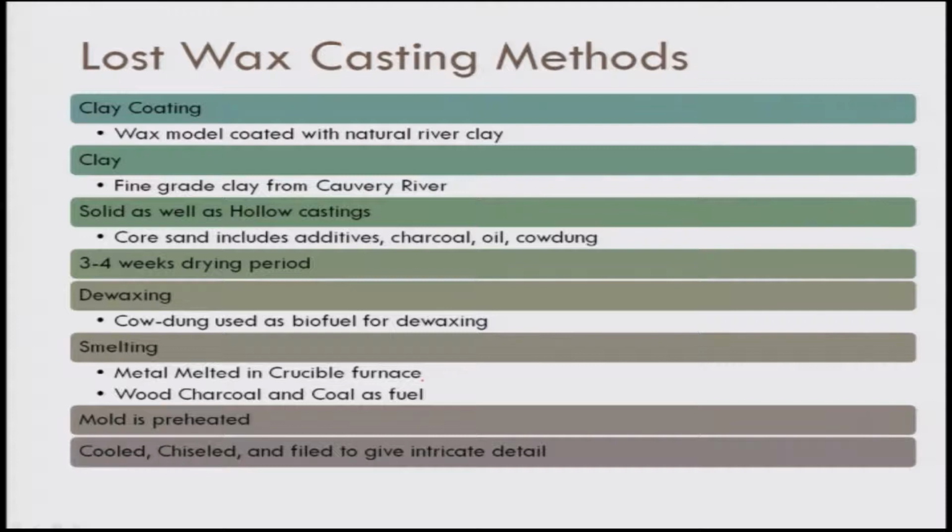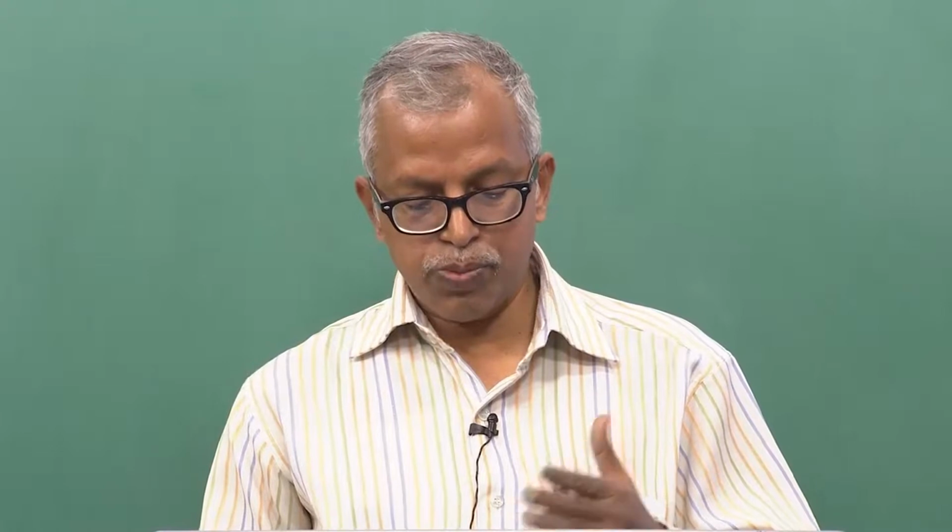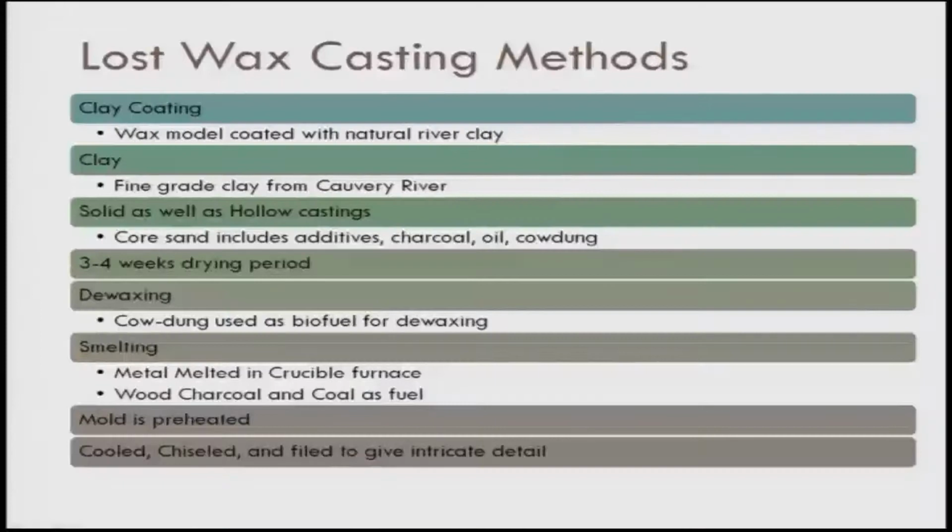And this mold has to be preheated before you pour the melted metal, and then it will be cooled so that solidification occurs in a natural way. And once you get that, you will have to break this mold and then chisel it, file it and also polish it to get the intricate shape. But one has to be careful that the intricate shapes should not be spoiled in the process of filing and polishing.